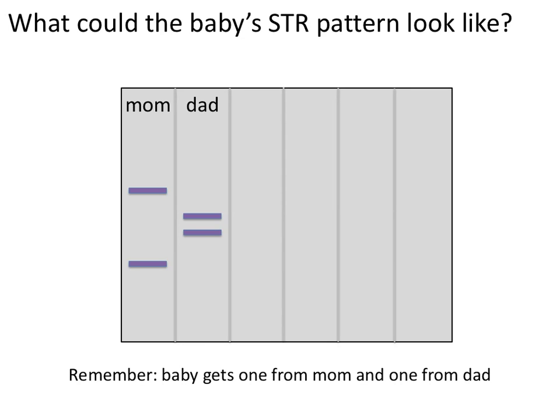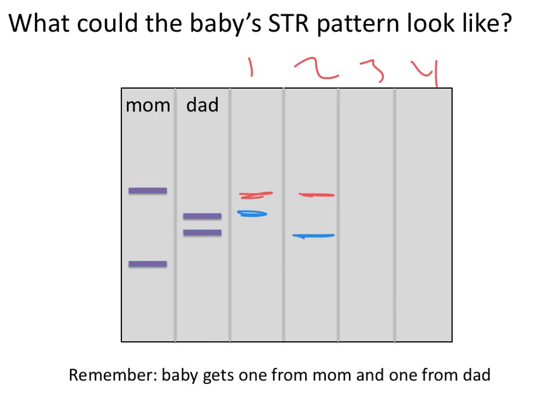So what could the baby's STR pattern look like? So we'll say baby 1, 2, 3, 4. Okay, with baby 1, we can have, here's mom, and we'll say, here's dad. Let's say baby 2, here's dad, and here's mom again, same one.